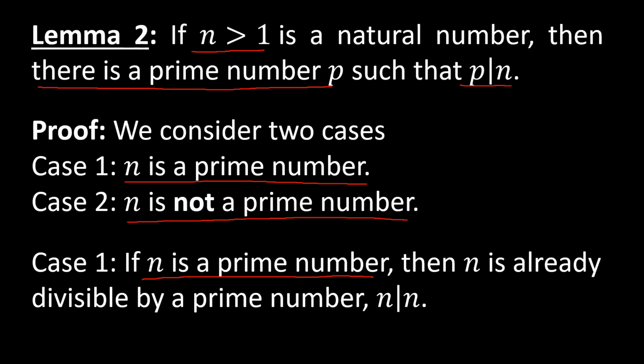Now, of course, the more interesting case is case number 2, in which we have to prove that n has a prime divisor, but n is not a prime number. So that's where most of the work of the proof will go.